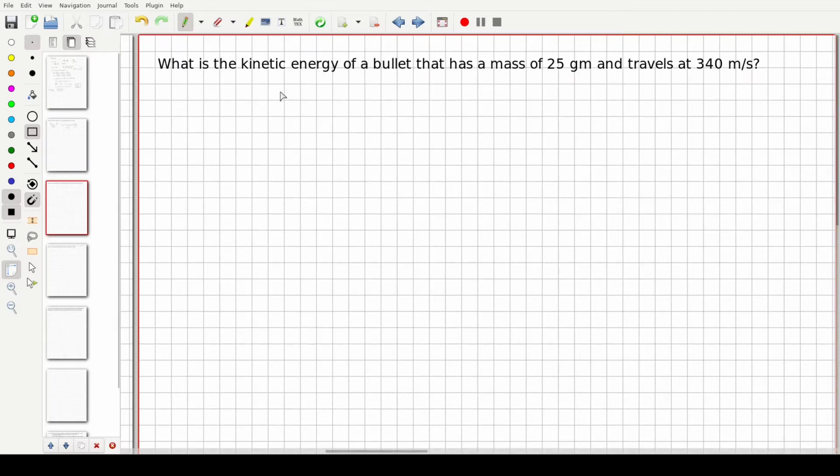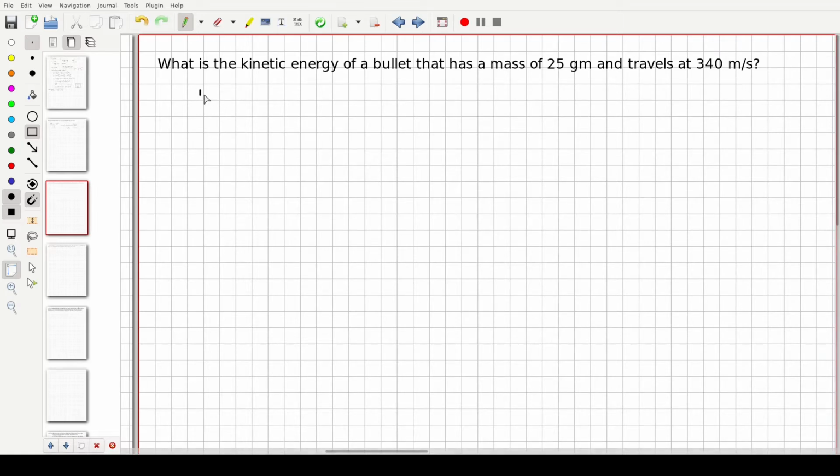Okay, let's look at another example. What's the kinetic energy of a bullet that has a mass of 25 grams? I don't use G when I write out grams, I use GM. The reason why I use GM is because we've already used G for the acceleration due to gravity. Okay, so it travels at 340 meters per second.